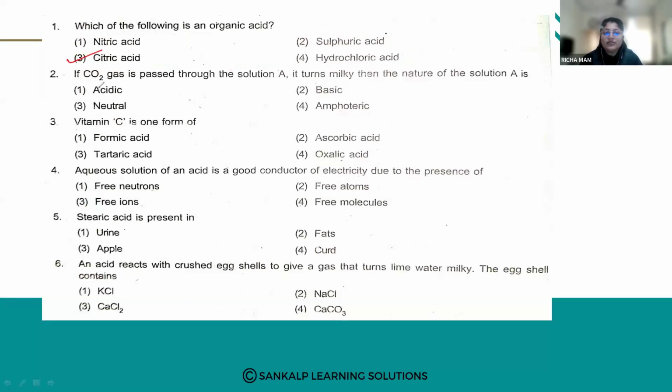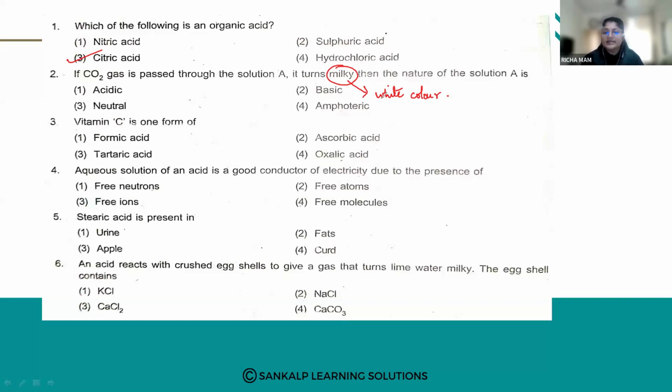Next one. If carbon dioxide gas is passed to the solution A, it turns milky. Milky means what? It will turn milk colored, like white color. Then the nature of the solution A is. What will be the nature of the solution A? First one acidic, second one basic, third one neutral, and fourth amphoteric.